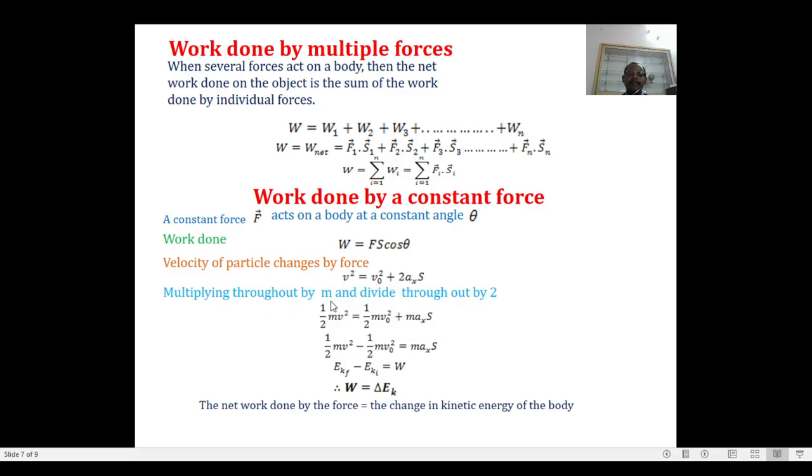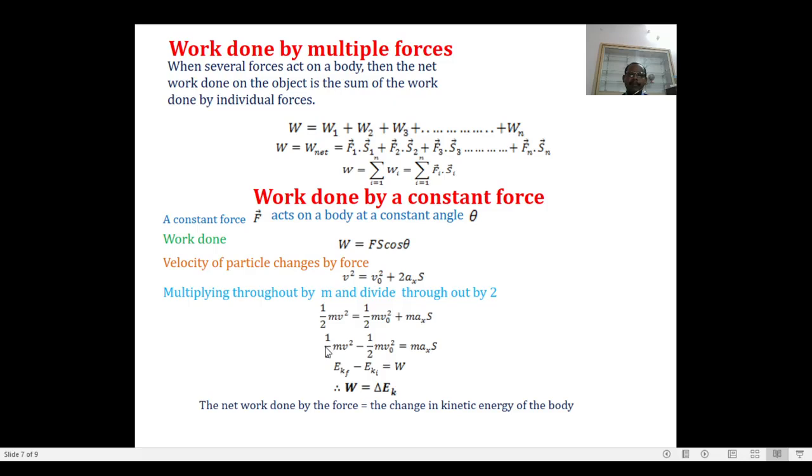Multiplying throughout by m and dividing throughout by 2, we get half mv square is equal to half mv naught square plus mas. Now shift this half mv naught square to the left hand side: half mv square minus half mv naught square is equal to mas.